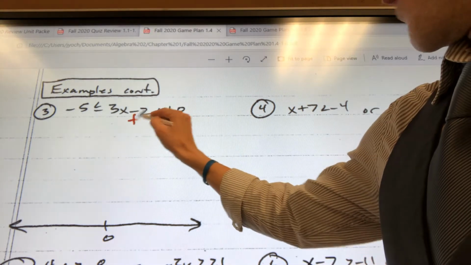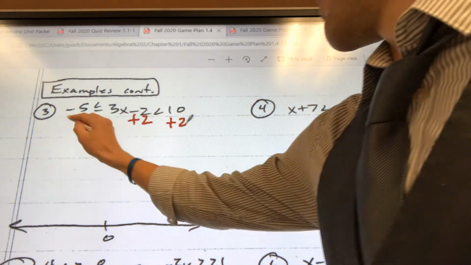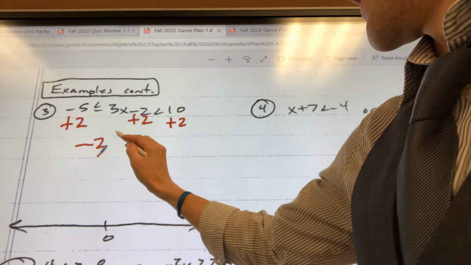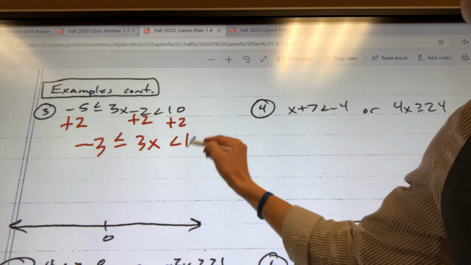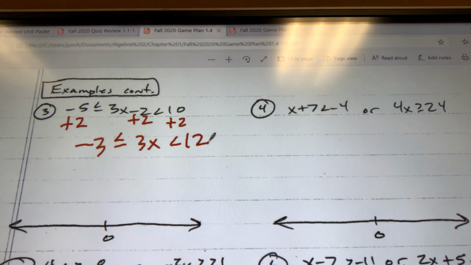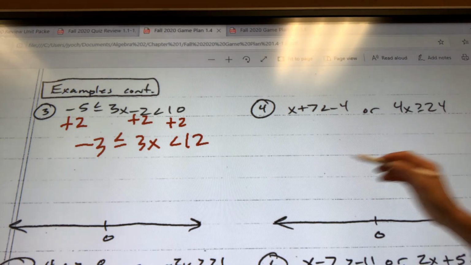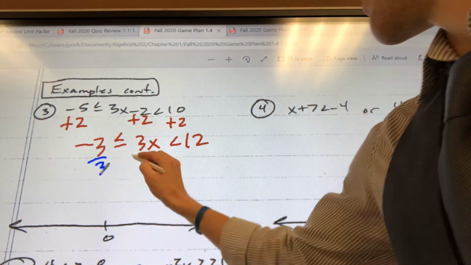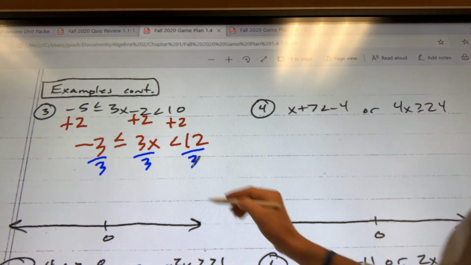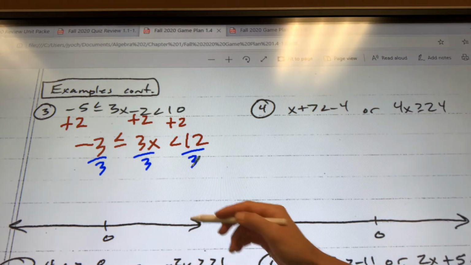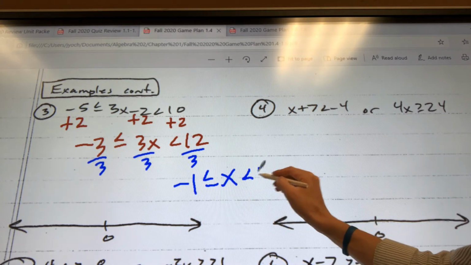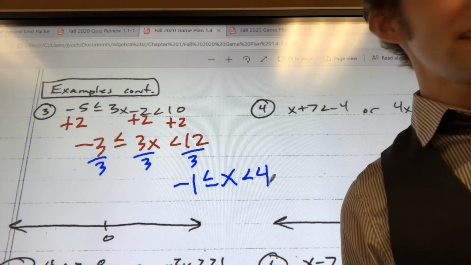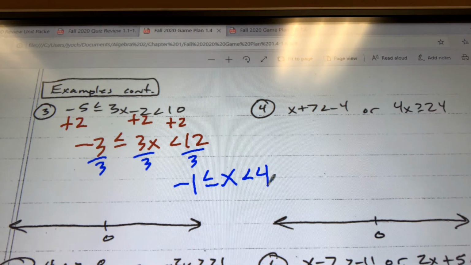Compound inequality. I want a single x all by itself in the middle. So I'm going to add 2 to all 3 regions. Then I'm going to divide by 3. I want a single x all by itself. Negative 3 over 3 is a negative 1, less than or equal to x, which is less than 4. That is my compound inequality.